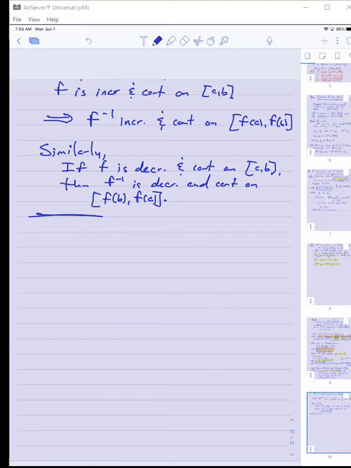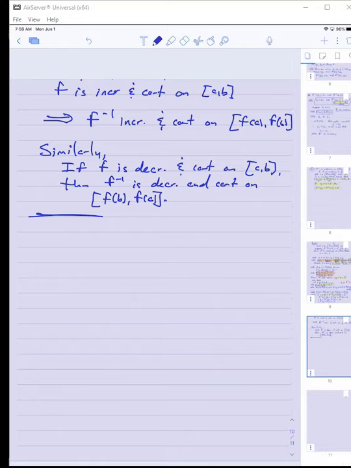So when you put everything together from the last two theorems, we're saying that if a function is increasing and continuous, then again, I have a very clear picture of what the inverse function is doing. It behaves exactly the same way and is also continuous.